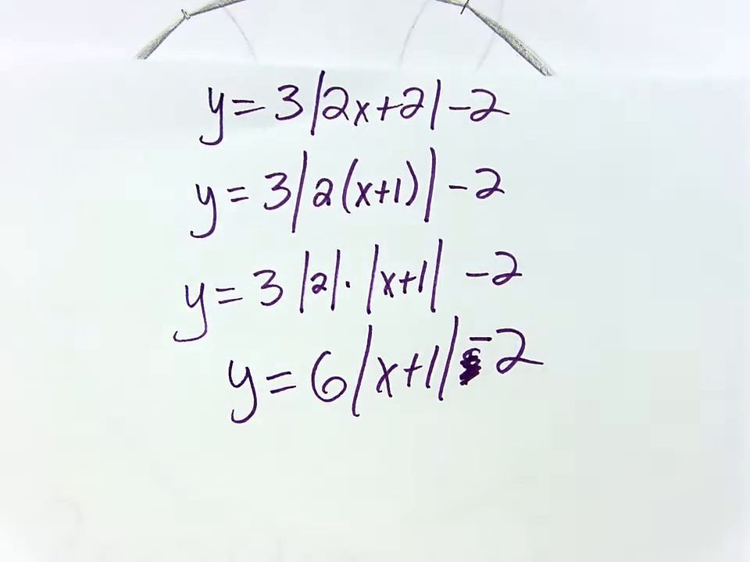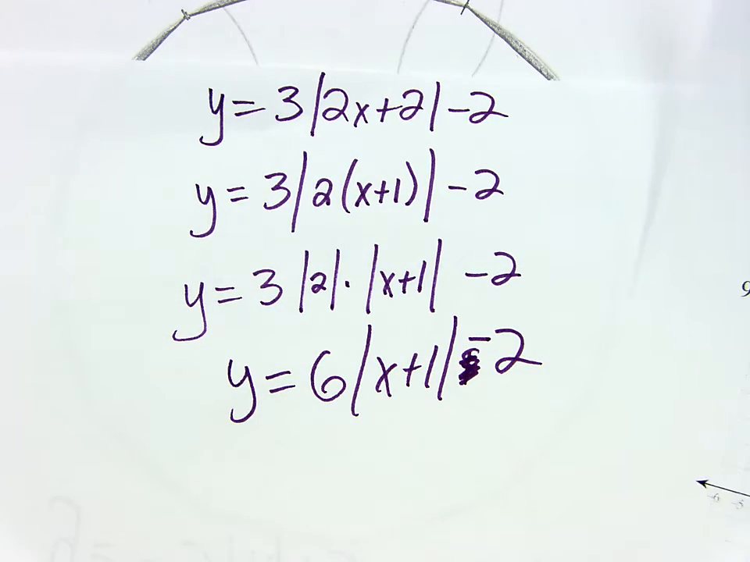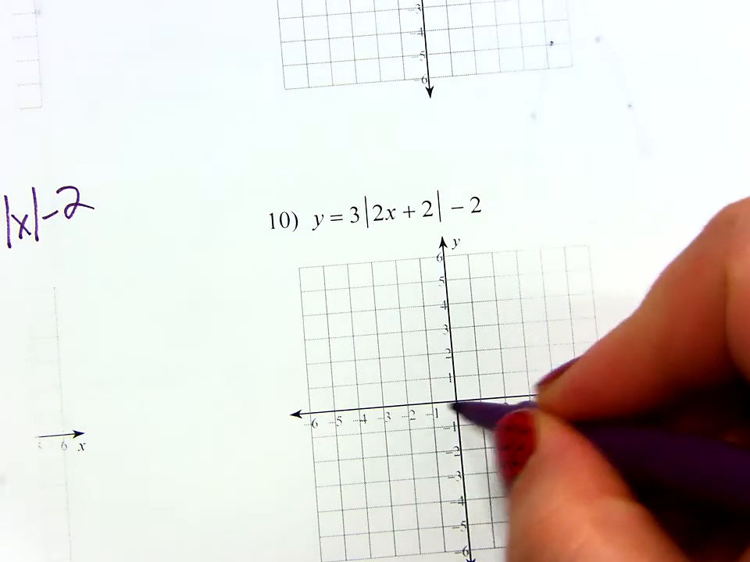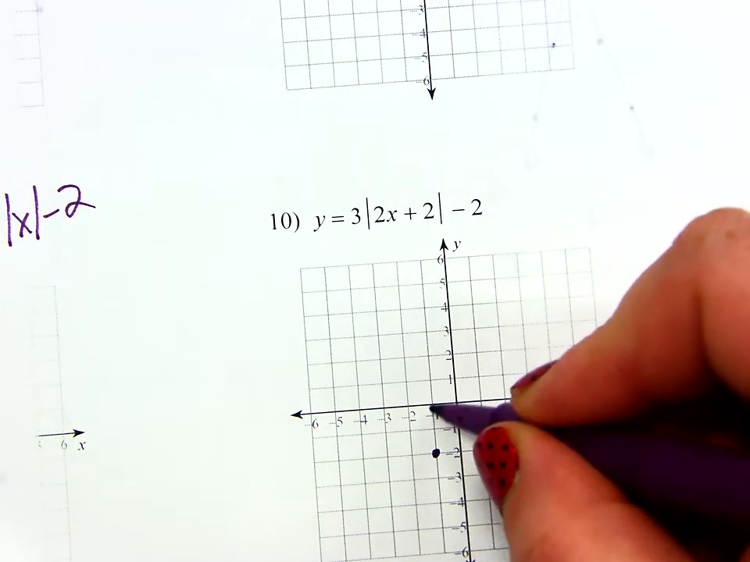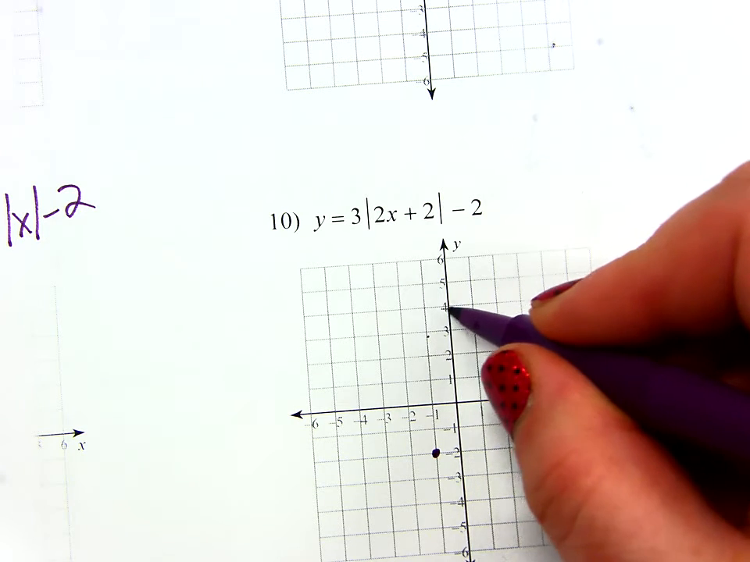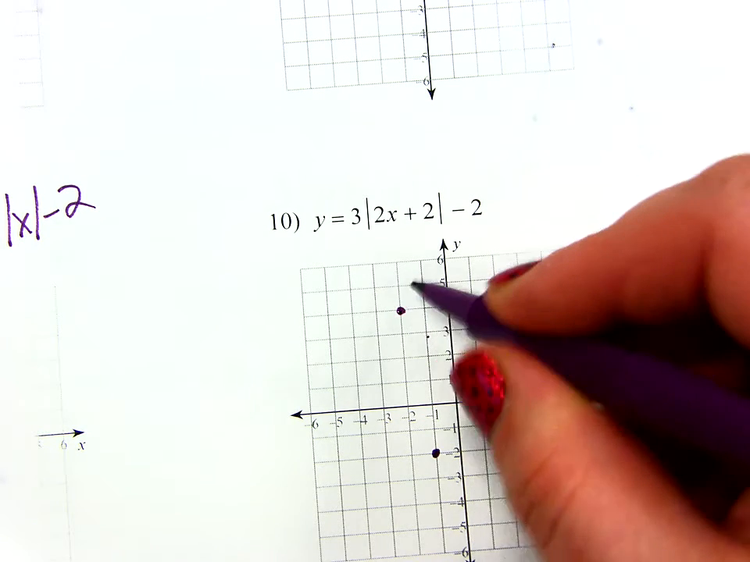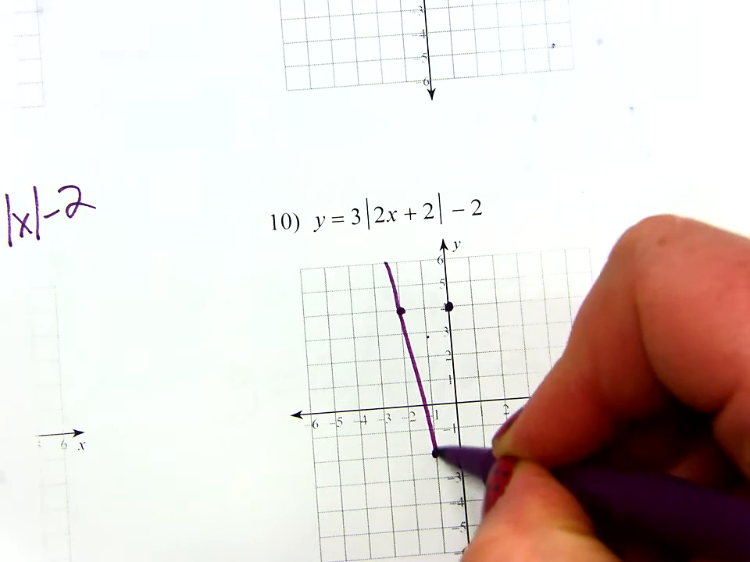So let's try that. -1, -2. And then the slope, what did I say? Positive 6? Yep. So up 1, 2, 3, 4, 5, 6. Ooh, that's a steep one.